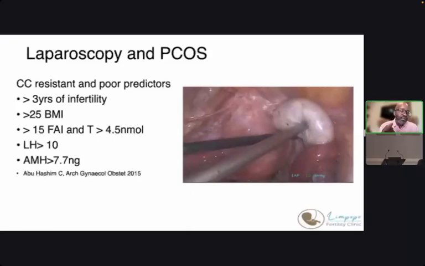So these are the poor predictors for success of ovarian drilling. A patient that presents with more than 3 years of infertility, with a BMI above 25, a free androgen index more than 15, LH more than 10, and AMH more than 7.7 nanograms, it's been shown that these patients tend not to do well with ovarian drilling.